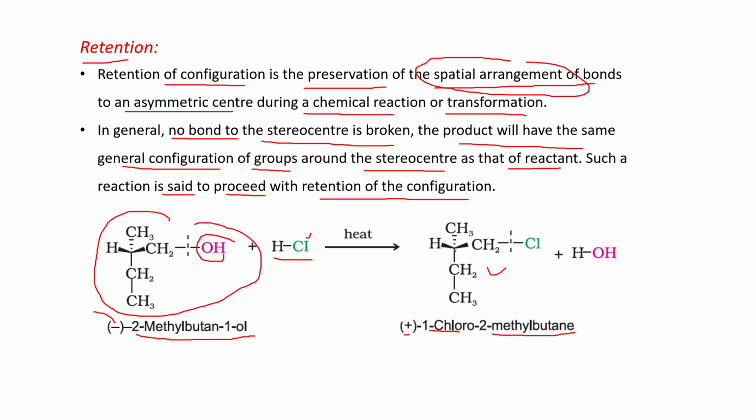How? Now you can say this is the stereo center, and this is the stereo center. In this conversion, no bond is broken around the stereo center. This bond is broken, but it is not directly attached to the stereo center. That's why this is called retention of configuration. Now one more thing we have to remember. Optical rotation is not related to the retention of configuration, or simply configuration. Optical rotation is a different thing and configuration is a different thing. That's why this is levorotatory and this is dextrorotatory.